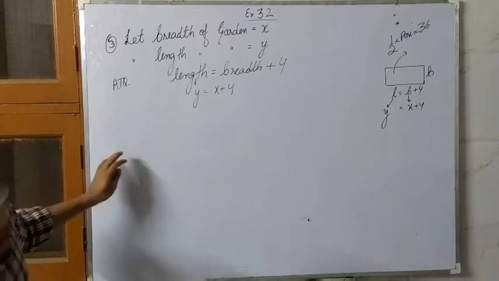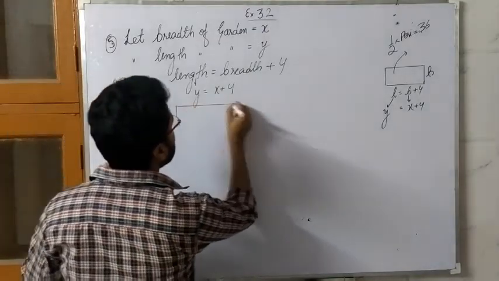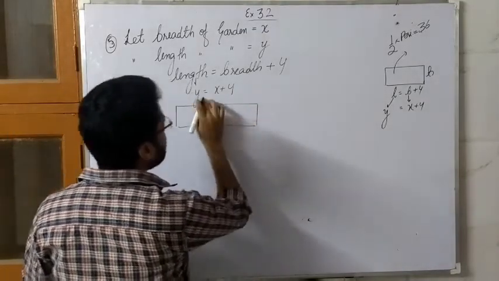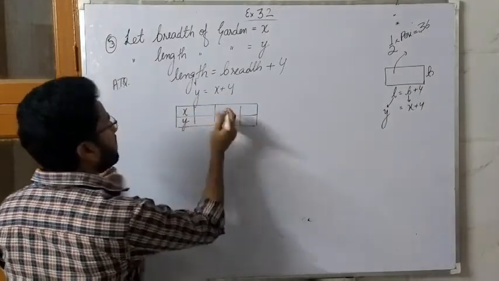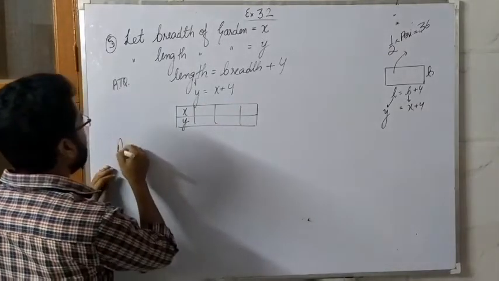And also you need to find the dimension of the garden. So we will plot the graph also, right? Already this is y in terms of x. So just simply write x and y. Okay, points we will put later on.